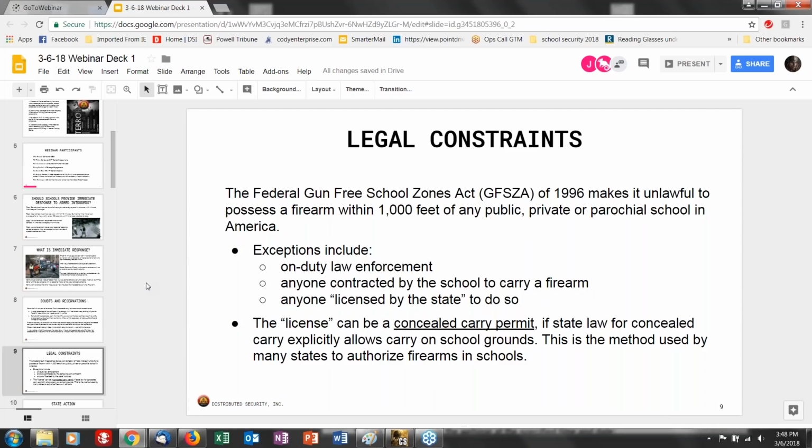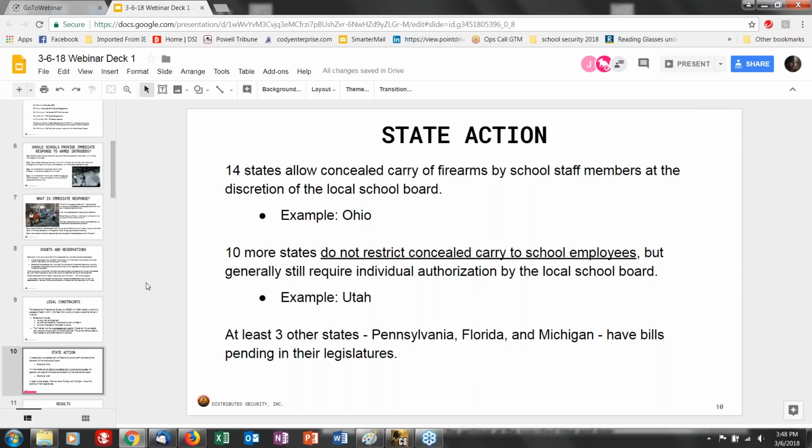Let's take a quick look at what's going on elsewhere in the United States right now. The interesting fact is that 14 states currently have laws on the books that allow concealed carry of firearms by school staff members at the discretion of the local school board or governing authority. A very good example of that is the state of Ohio. Their law has been on the books since 2013. And currently they have over 1,000 teachers and other school staff who have all completed training and are carrying concealed in their schools currently, in somewhat over 1/4 of the districts in that very populous state.